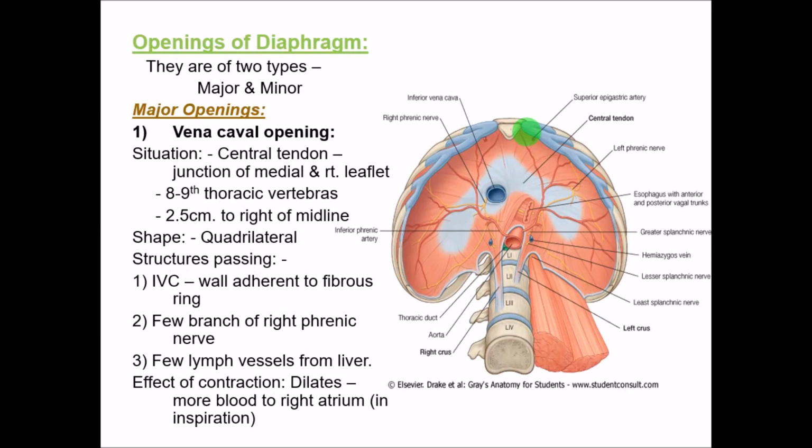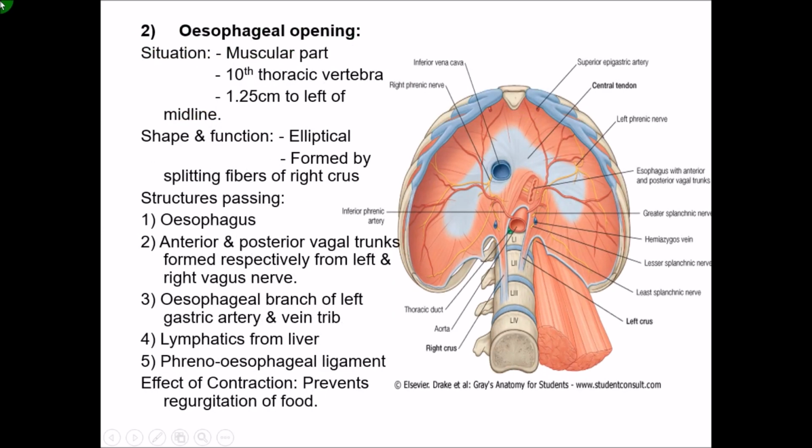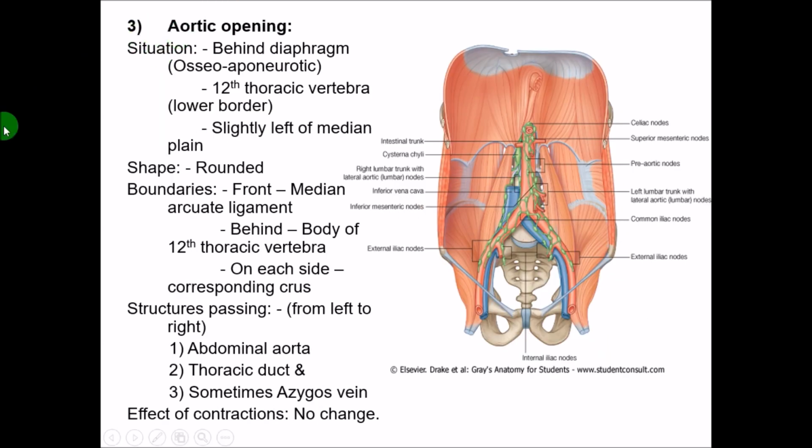So they are named as VOA, Voice of America, to remember it easily. V stands for vena cava opening, O for esophagus. Esophagus can be written starting with O or with E. According to the British way of writing, it will start with O, like this, OE. But according to the American standards, it starts with E. So if you remember it as O, then VOA. A stands for aorta.